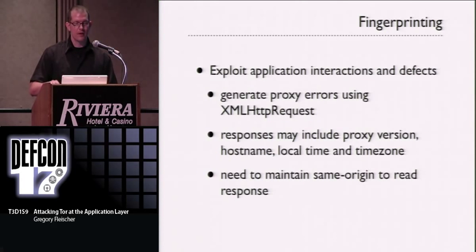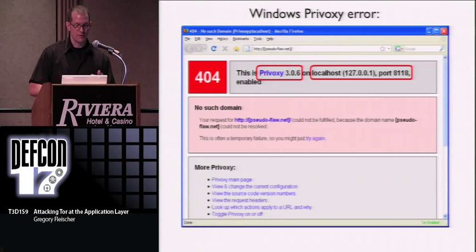And we can also then move on to looking at, can we cause these proxies to have errors. If we can read those error messages back, we start to get information about what versions they are and perhaps other information that can be used to reduce your anonymity and privacy. Because some of these error responses include the proxy version, your host name, the local time and time zone. And as long as we can maintain a same origin, we can read these error messages back.